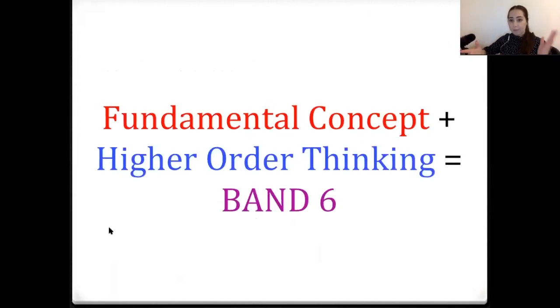So what is the formula that I've put forward today? And it is as follows. The fundamental concept plus higher order thinking equals band 6. So what does this mean? What we're going to do is I'm going to go through the different parts of this formula, break it down for you, and I'm going to show you through examples why I believe this formula can help you achieve the band 6.